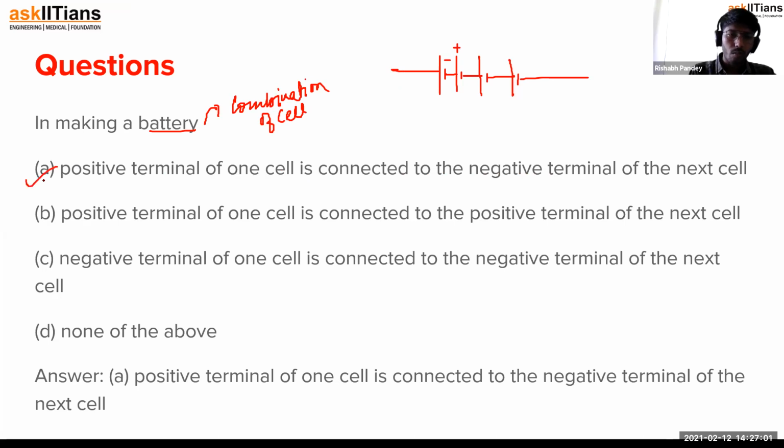If I move to the other options, the positive terminal of one cell is connected to the positive terminal of the next cell. See, is there any connection between positive and positive? No. Positive is never connected with the positive terminal, so this is absolutely not possible. Negative terminal of one cell is connected to the negative terminal of the next cell. Again, negative, negative are not combined. And none of the above. Obviously, one option is correct, so option A will be the correct answer.